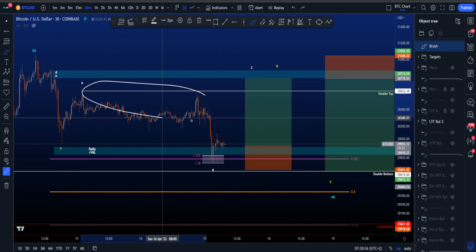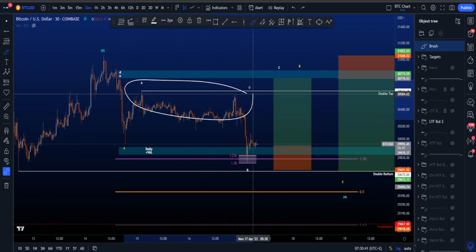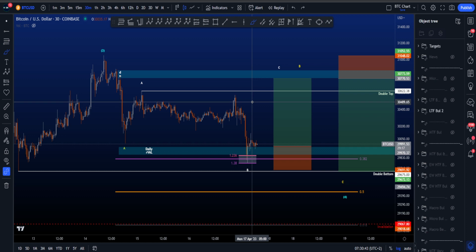Now, as mentioned also in previous videos, double tops and double bottoms are like a magnet for price, so taking the liquidity over here would be quite nice, also because these highs were made throughout the weekend, this one on Saturday and this one yesterday on Sunday.